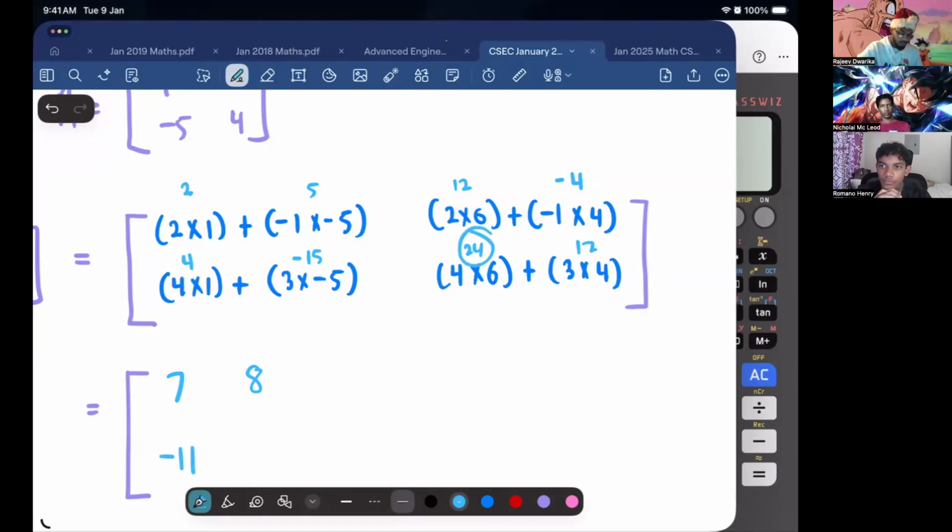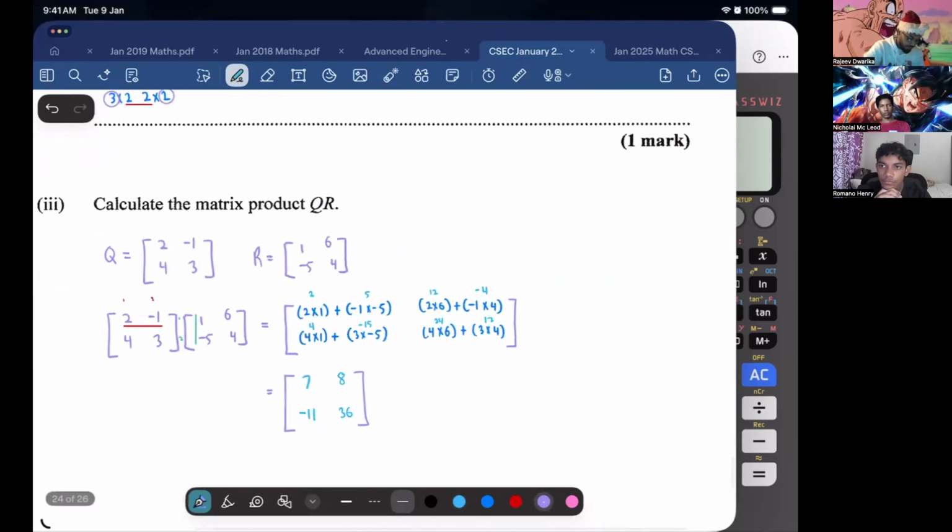What is 24 plus 12? 36. That'll be 36, right? 36. Okay, Nicholas, how did you find that? Easy or hard? It was easy. Right, you can get the marks, man. You can get the mark.